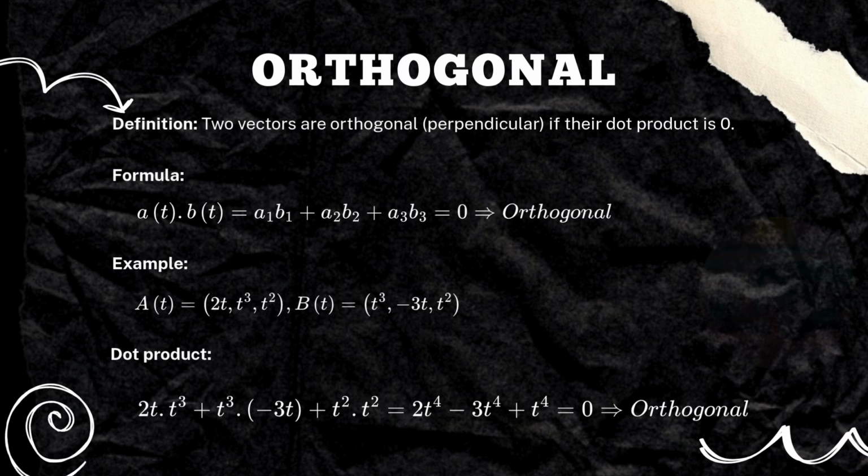So we get 2t multiplied by t to the power of 3, plus t to the power of 3 multiplied by minus 3t, plus t squared multiplied by t squared. We get 2t to the power of 4 minus 3t to the power of 4 plus t to the power of 4. After we do the calculation, we get the answer 0, which means they are orthogonal.